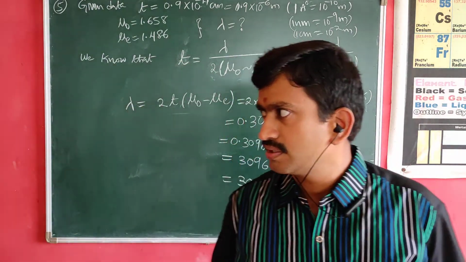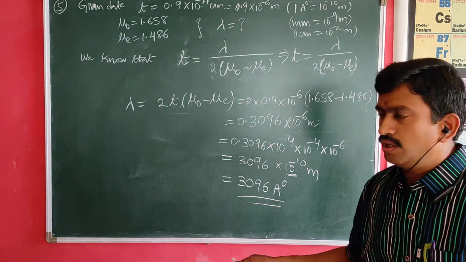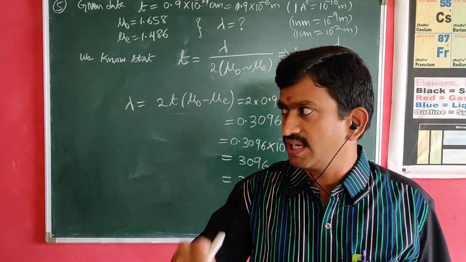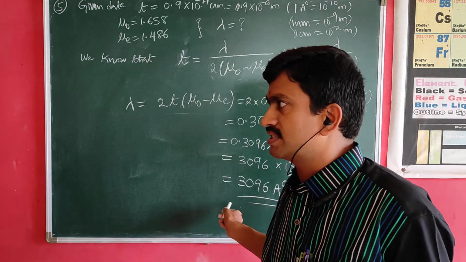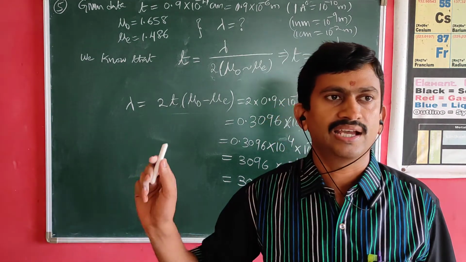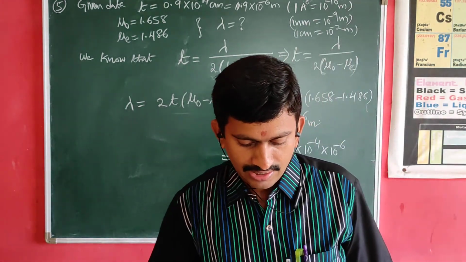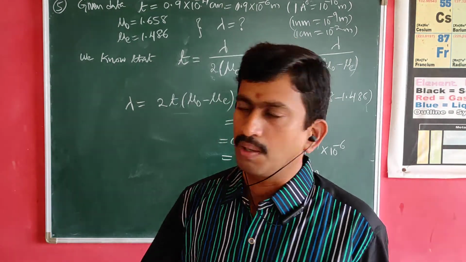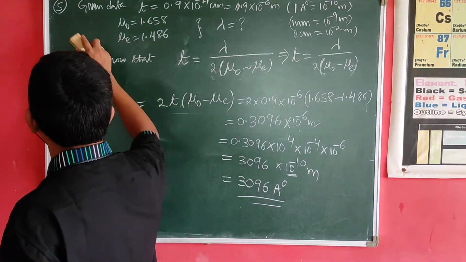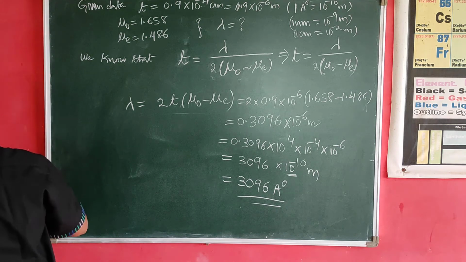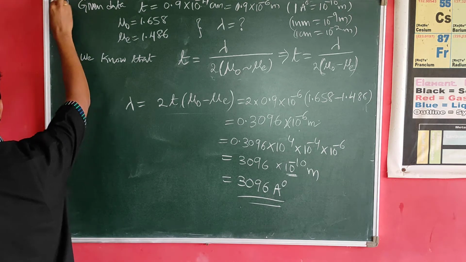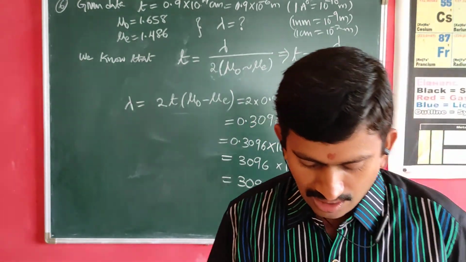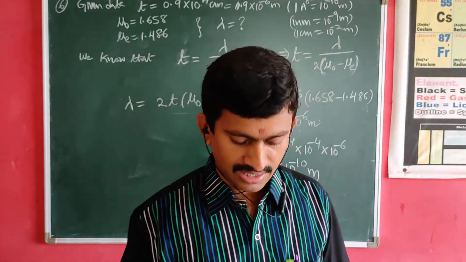All of you note it down. So the wavelength of the light required for this slice to act as a half wave plate is 3096 angstrom units. All of you note down this problem. Next we will go for the sixth problem. Check whether you have the same answer or not. If your answer is different, then post it in the comment box or ask me in the live class. We will discuss it.